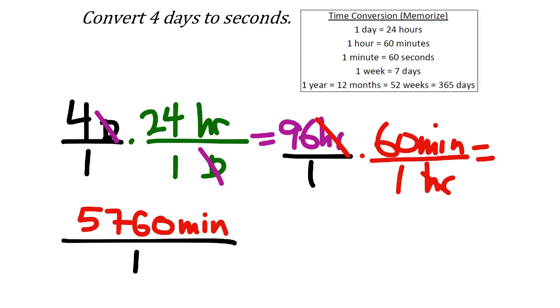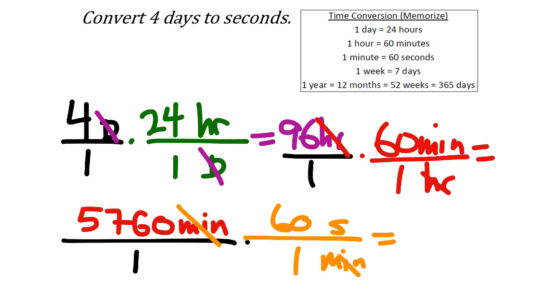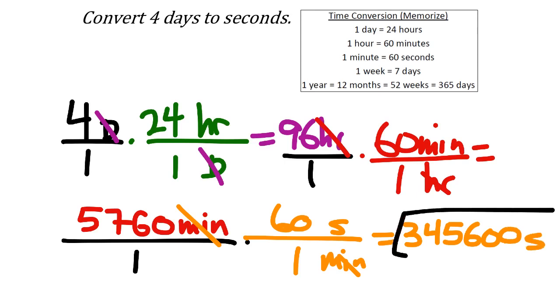But again, I need to convert this into seconds. So I'm going to multiply this by my conversion factor with minutes in the denominator, so they cancel, and seconds in the numerator. It's 60 seconds for 1 minute. And again, we see the minutes cancel out. And I've got that 5,760 times 60. I don't need to worry about the denominator because it's just 1 times 1. So I get, it's a lot of seconds, 345,600 seconds. And that would be our answer for this problem.